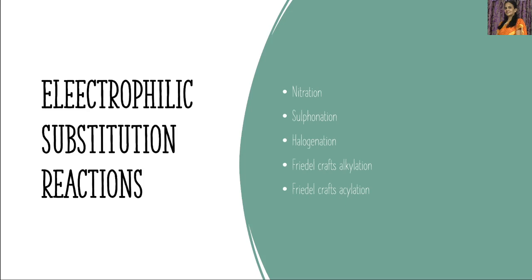Now, what are the different types of electrophilic substitution reactions shown by benzene? Let us see. The first one is nitration. Second is sulfonation. Next is halogenation. Next one is very important, Friedel-Crafts alkylation. And the last one is Friedel-Crafts acylation. These are the 5 very important electrophilic substitution reactions shown by benzene. Now let's discuss each electrophilic substitution reaction along with its reaction mechanism.